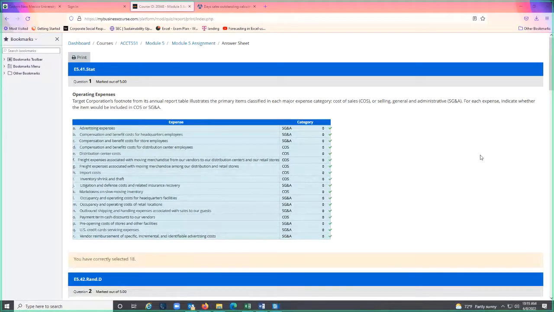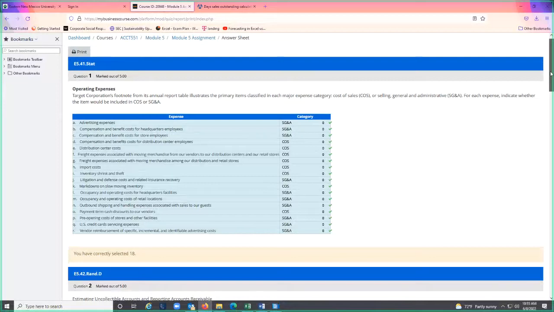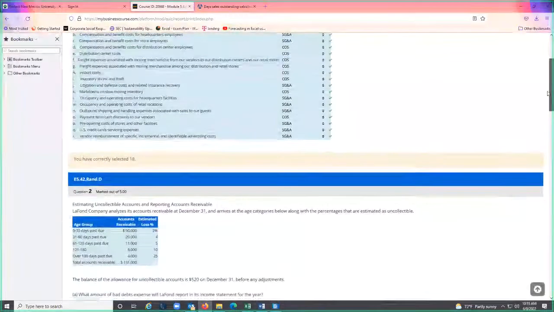Occupancy costs for headquarters, selling and admin. For retail locations, selling and admin. Outbound shipping and handling, selling and admin. Payment term cash discounts to vendors, which is cost of the product, cost of sales. Pre-operating costs of stores, selling and admin. Credit card servicing, selling and admin. And vendor reimbursement of specific advertising costs, selling and admin. So that should give you a breakdown of the costs, really concentrating on what is part of the cost of sales. So now let's look at the next problem.